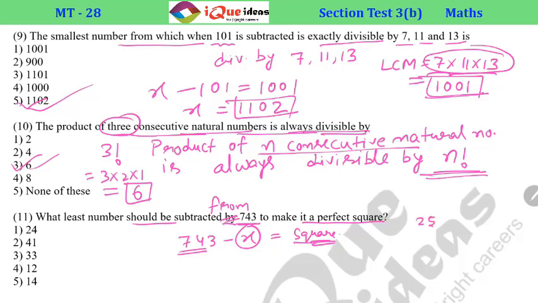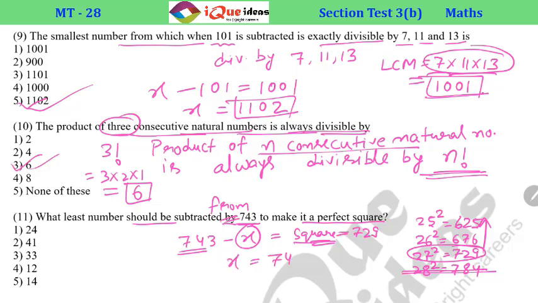Now we know that 25 square is 625, right? 26 square is 676. 27 square is 729 and 28 square is 784, right? So our search gets over. This cannot be taken because it is above 743. Below 743, these are the numbers. The nearest is 729. So let's take the square as 729. So very clearly the value of x is equal to 743 minus 729. So the answer is 14. If you look at the options, it is the fifth option that is the correct answer. Alright, now let's take up the next one.